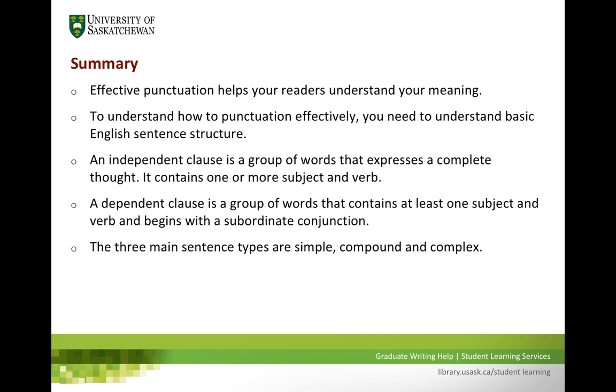So to sum up, effective punctuation helps your readers to understand your meaning. To understand how to punctuate effectively, you need to understand basic English sentence structure. An independent clause is a group of words that expresses a complete thought. It contains one or more subject and verb. A dependent clause is a group of words that contains at least one subject and verb and begins with a subordinate conjunction. It might also begin with a relative pronoun. The three main sentence types are simple, compound, and complex.